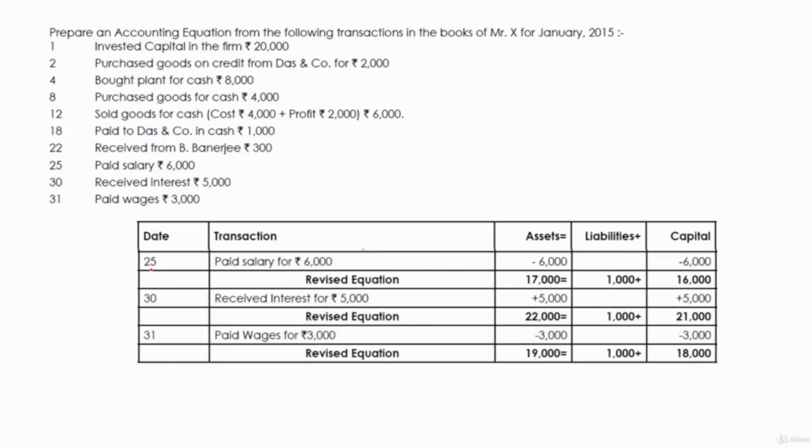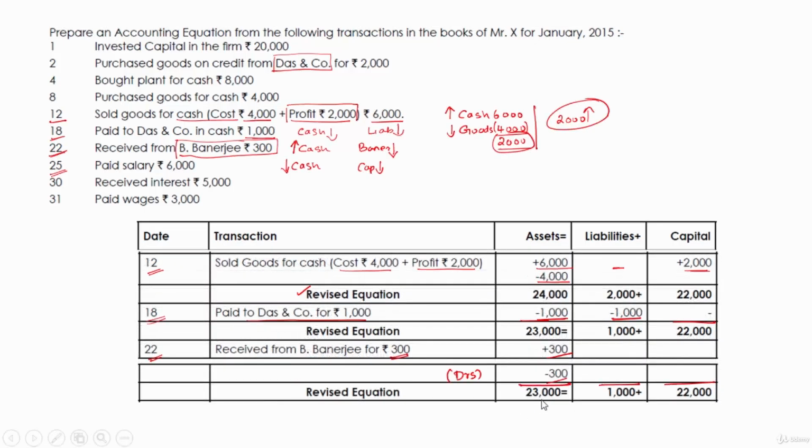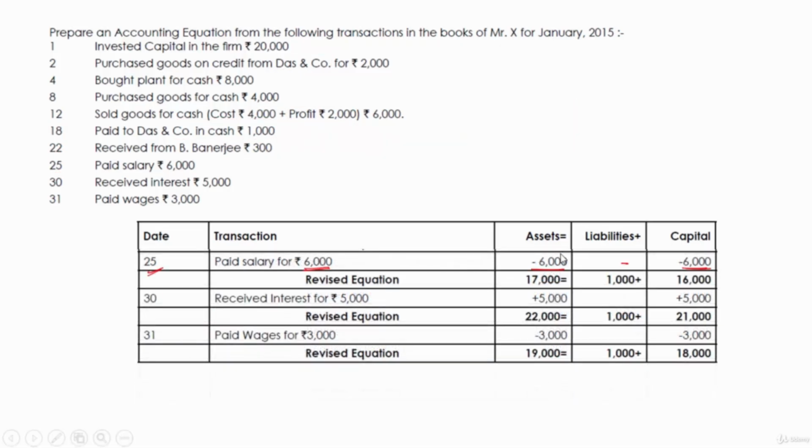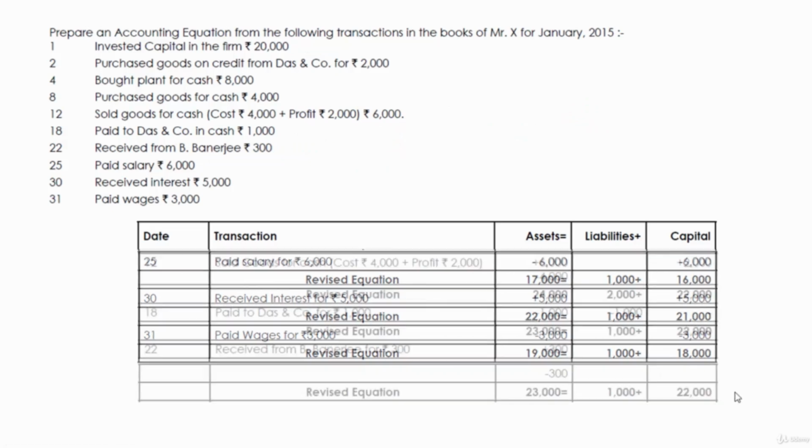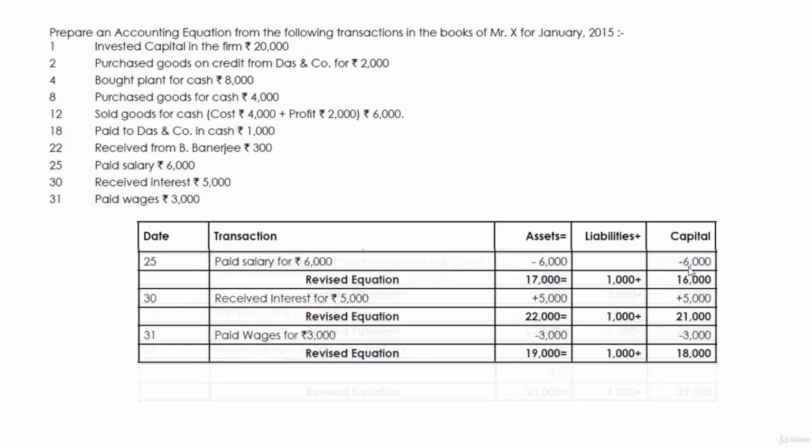Let's see. On 25th, paid salary 6,000. Asset, cash balance will come down by 6,000. No effect on liabilities. Capital, because it is eventually affecting the profit, will come down by 6,000. So what was the revised equation? We had 23,000, 1,000, 22,000. From 23,000, if you deduct 6,000, you get 17,000. And with this 1,000, there are no changes, so that remains the same. Whereas capital 22,000 reduced by 6,000 will become 16,000.